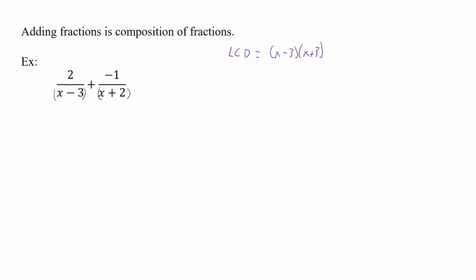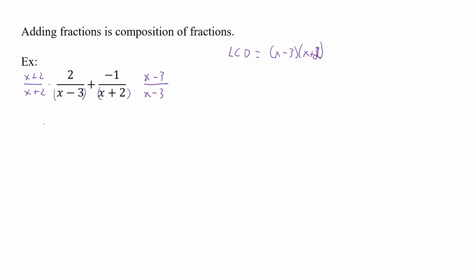Now, how do we get the first fraction to have that LCD? Well, I have to write the right numbers here. That's a 2. I'm going to multiply by x plus 2 over x plus 2 on the first one. And on the second one, I'm going to multiply by x minus 3 over x minus 3. So when I multiply those two together, that's the LCD. And then when I get done, I can just add across on the numerator.